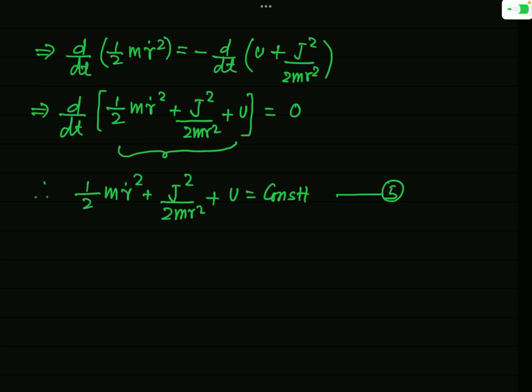This simply represents the total energy of the particle moving in this central force field. Actually, this is just a sum of the kinetic and potential energy of the particle. Okay, but how can you test it? We have seen earlier that the expression for J is J equal to mr square theta dot. You have just used this relation.